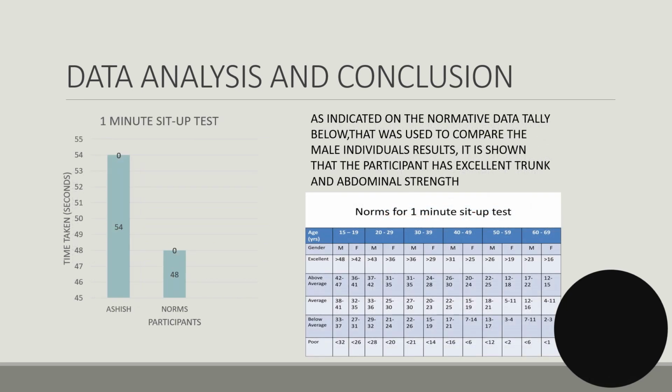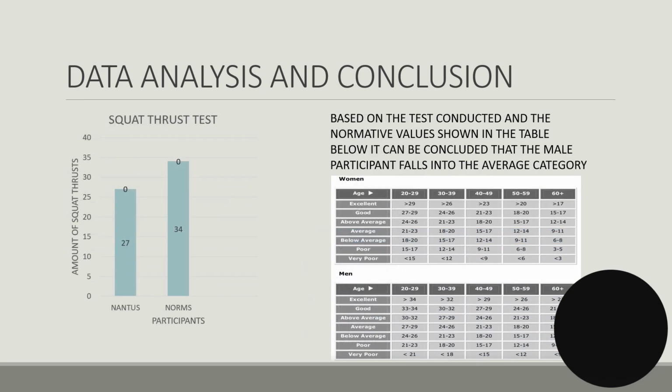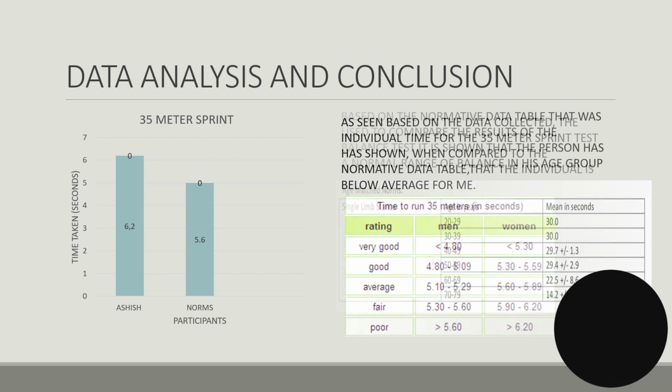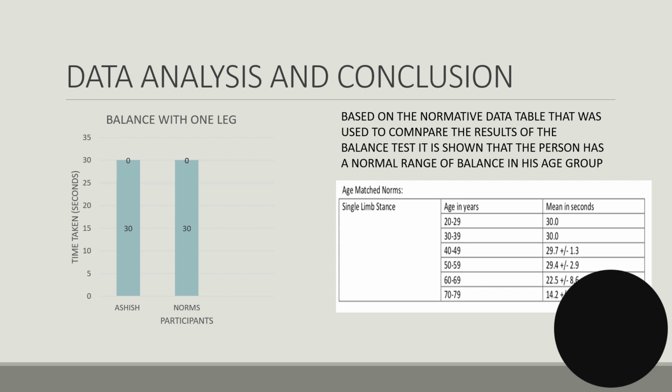In the one minute sit-up test, we can see that Ashish has shown excellent trunk and abdominal strength, beating the norms. In the squat thrust test, however, we can see that Nantus falls in the average category when compared to the norms. You can see in the 35-meter sprint, the participant Ashish falls in the poor category against the norms. In the balance with one leg test, Ashish falls in the normal range when compared to the norms.